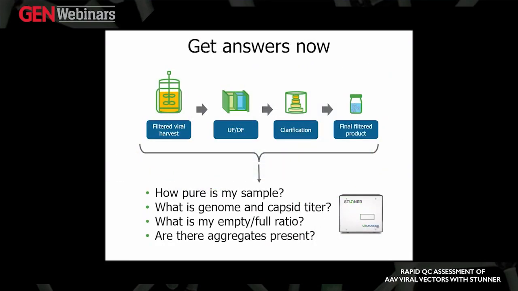When testing a filtered sample from viral harvest all the way through a final product, getting answers on purity, titer, empty-full ratio, and aggregates is critical at every step of the way. Because of the low volume requirements and the speed that Stunner delivers answers, it can help confirm if things are within normal operating parameters or if there's a problem going on with any of these questions.